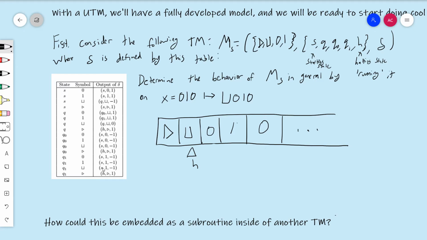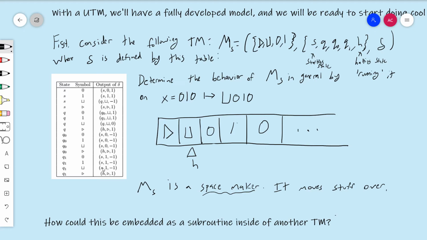So what does this machine M sub S do? Well, it seems like it takes the string that we input and moves it to the right by one cell. It seems like it's a space creating machine. It is a space maker. It moves stuff over. It creates space for us.